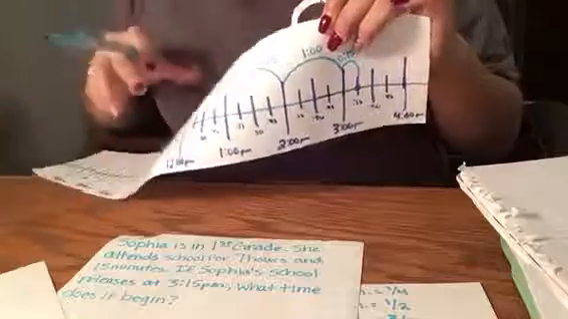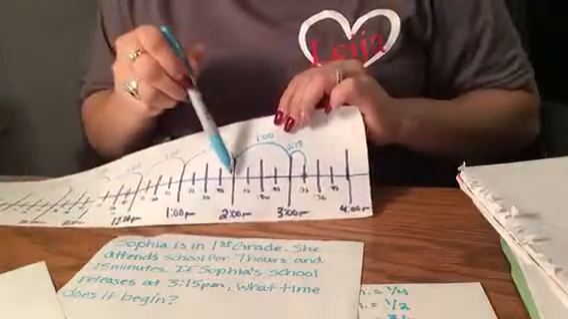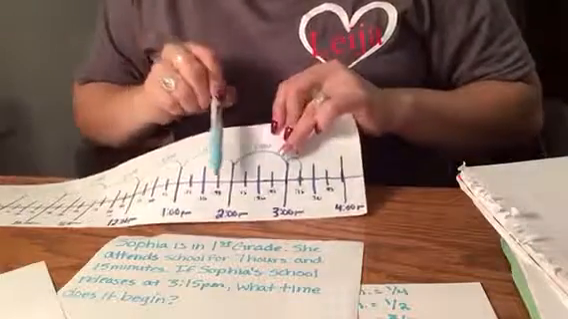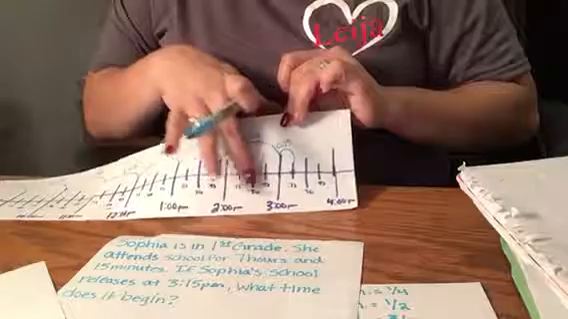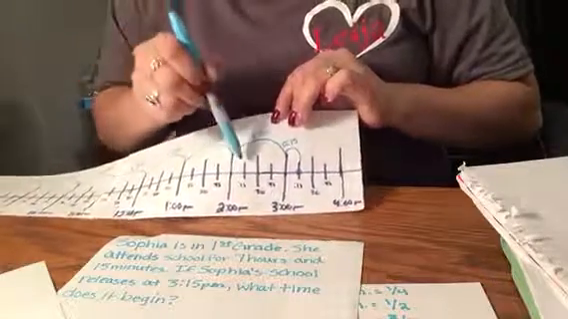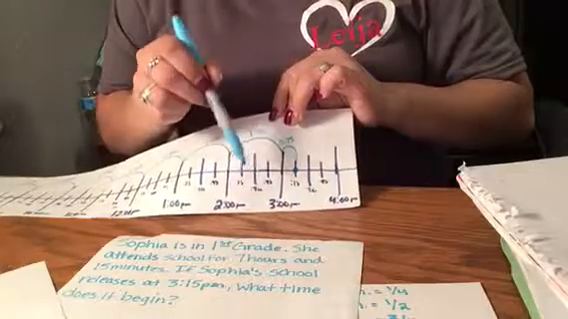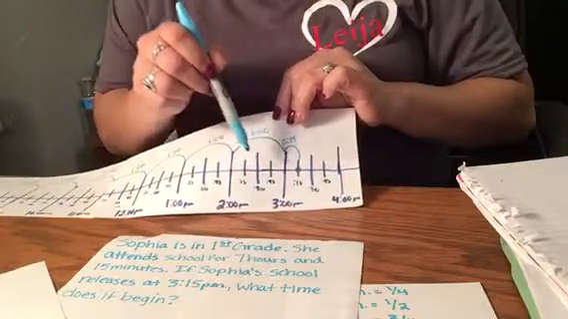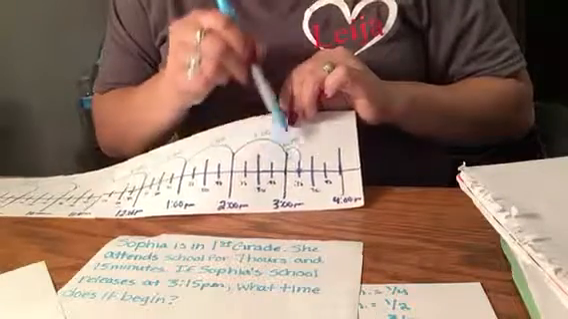Now, when looking at our number line, we see these bigger lines. These two indicate an hour. So this in between is an hour. This first line is the 15 minutes. The middle line is 30 minutes. This third line is 45 minutes. And then you have finally reached the next hour.